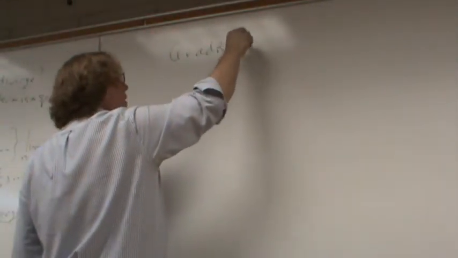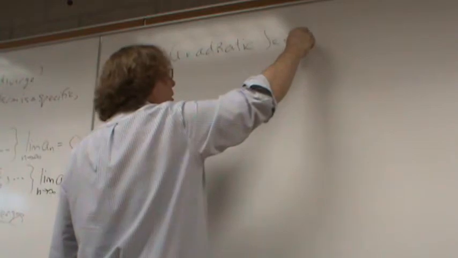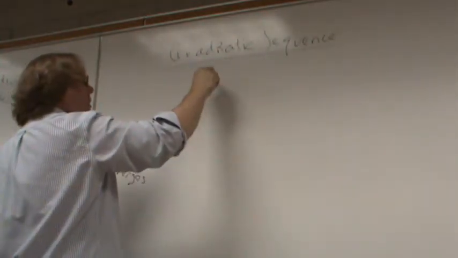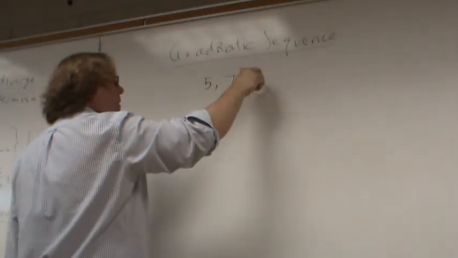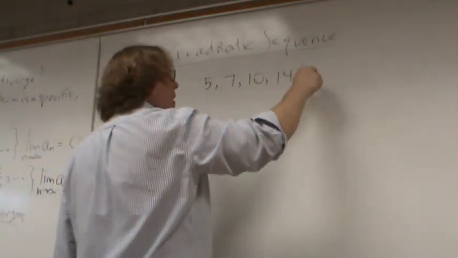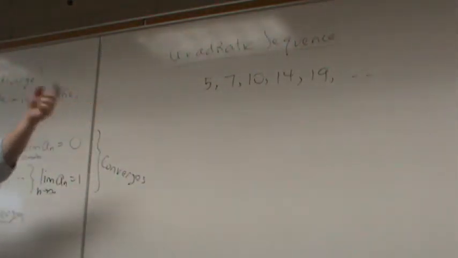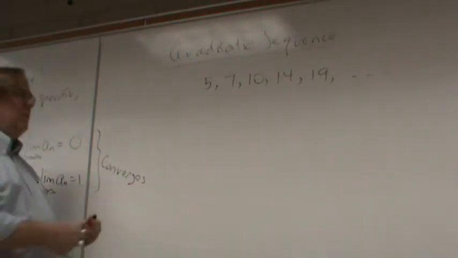Quadratic sequence. I'm hoping we can get this in our last few minutes. What if I gave you this: 5, 7, 10, 14, 19, dot, dot, dot. Can you guys guess what the next term is? 25. How'd you get 25? Because it's plus 2, plus 3.